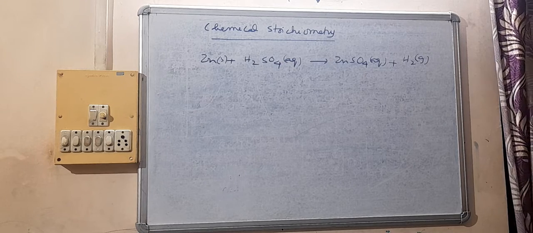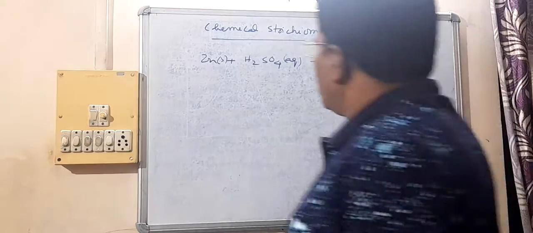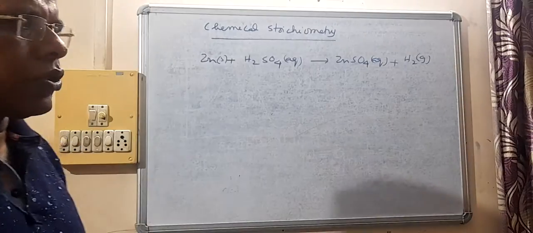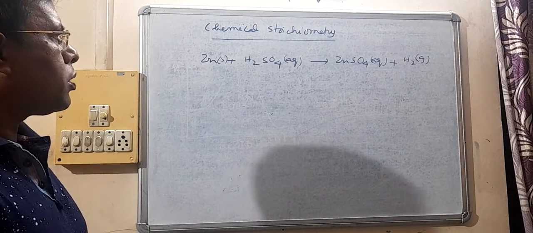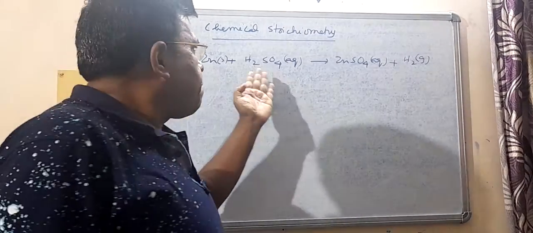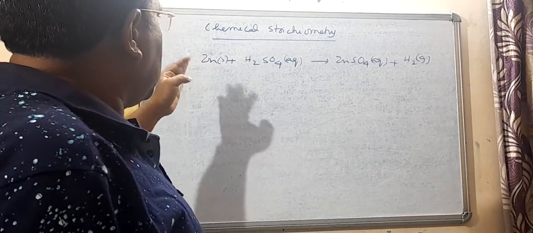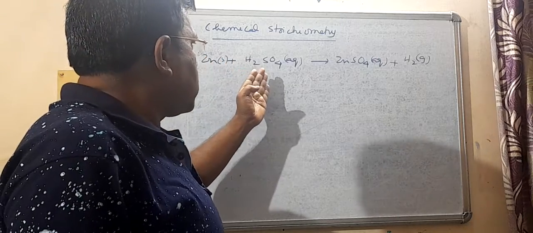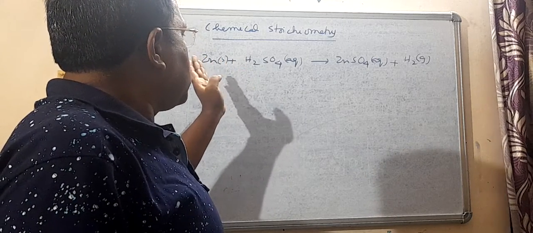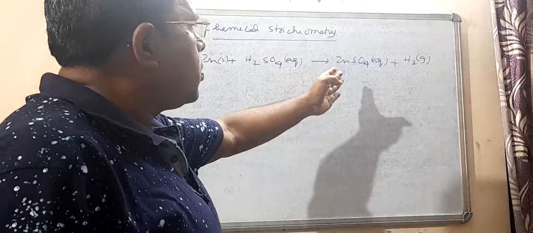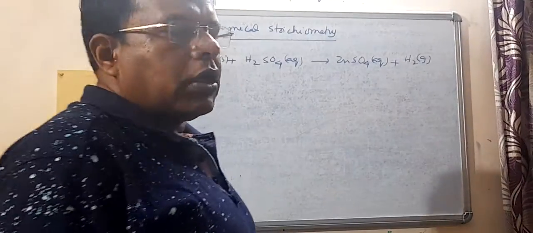Okay, children, here we have in this video chemical stoichiometry. What is chemical stoichiometry? Let us consider this chemical equation for the chemical reaction between zinc and sulfuric acid. Zinc reacts with sulfuric acid to form zinc sulfate and hydrogen gas.